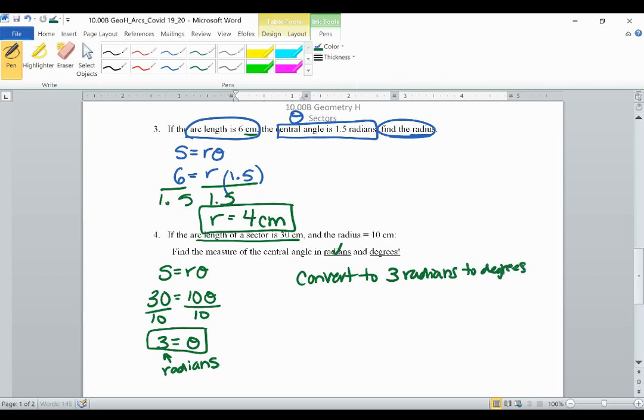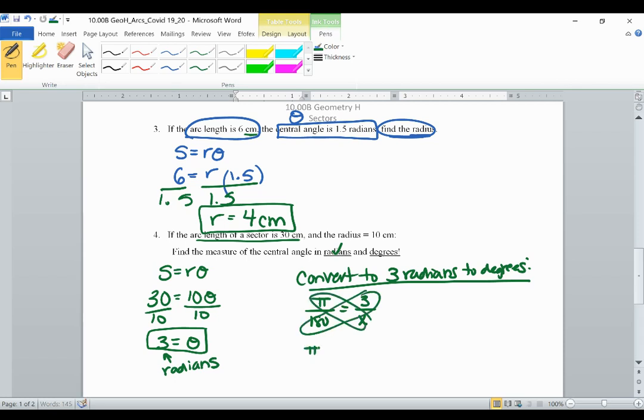Now, normally if we convert from radians to degrees, if it has a pi in it, we can use that quick trick and sub in 180 in for pi. But since it doesn't, we're going to use our proportion again. So we're looking for the degrees this time. So I'm going to put 3 in for the radians and x in for my degrees. And then I'm going to cross multiply.